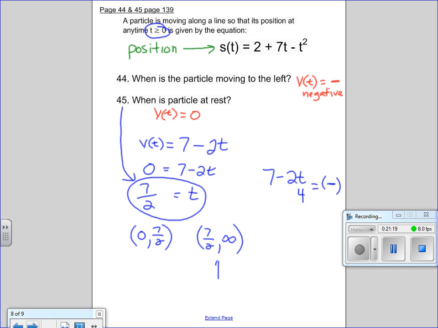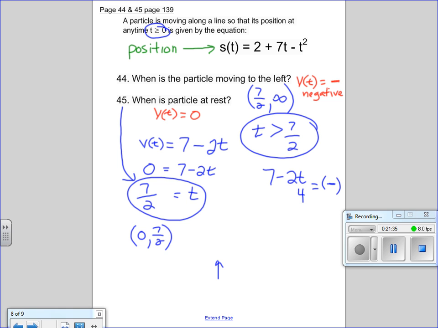So right here is where the particle is moving to the left. That is our answer: anything bigger than 7 halves. I could also write this as t greater than 7 over 2. All right, those are our two answers, and that is our lesson for today.